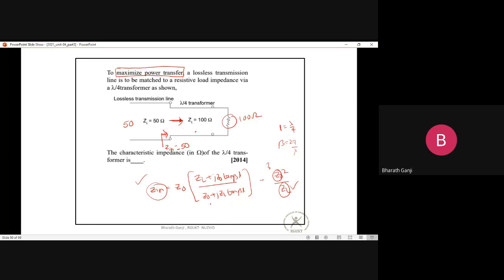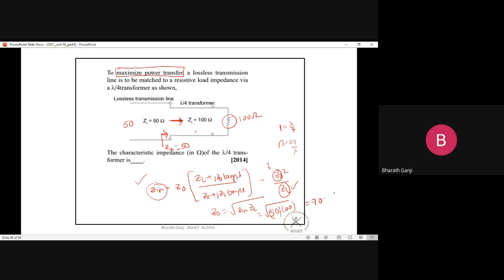So that is nothing but Z0 is the square root of your input impedance into the load impedance. The input impedance, because maximum power is getting transferred, meaning it is matched, is 50 and your load impedance is 100. So you basically have to take the square root of 5000. How much does it come to? 50√2, that is 70.7.